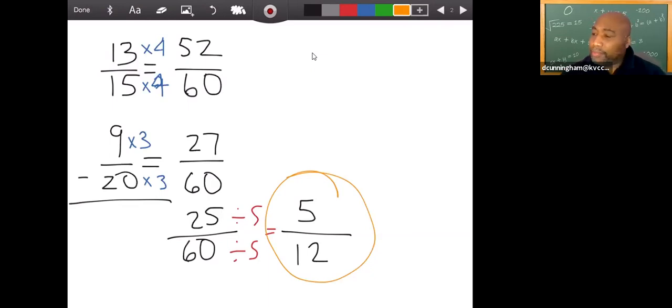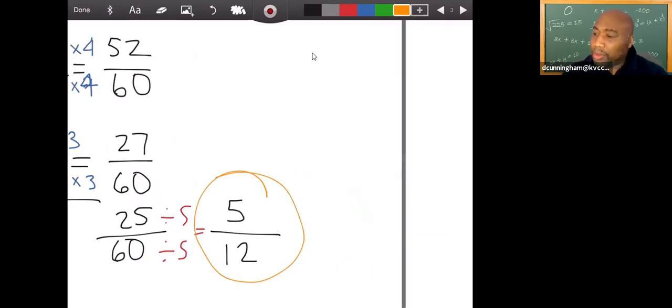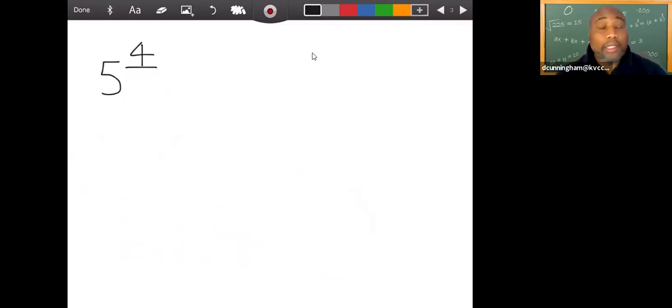Let's do another one. So I'm going to go to another page and let's look at mixed numbers. Again, same thing as addition. If you know how to add, you should know how to subtract because it's the same concept. So let's write down a number that we have here. We have 5 and 4 over 6, okay? And then we'll subtract that from 1 and 1/3, okay?